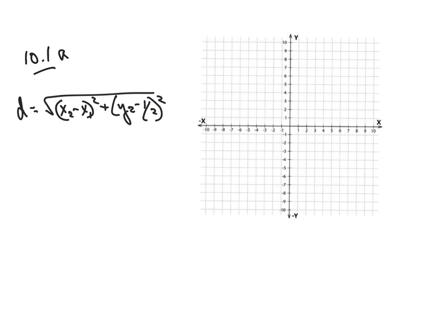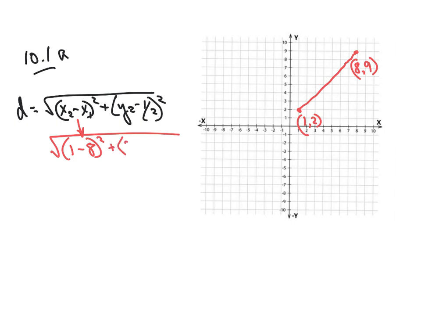And it helps us when we're trying to find out the distance from, say, this point to this point. So we find our x value here being 1, 2, or our coordinate value there. And our coordinate values up here would be 8, 9. And in order to find the distance between those two points, we take our x's, 1 minus 8 from here, plus, and then we look at our y's, 2 minus 9 squared, and we just solve from there.